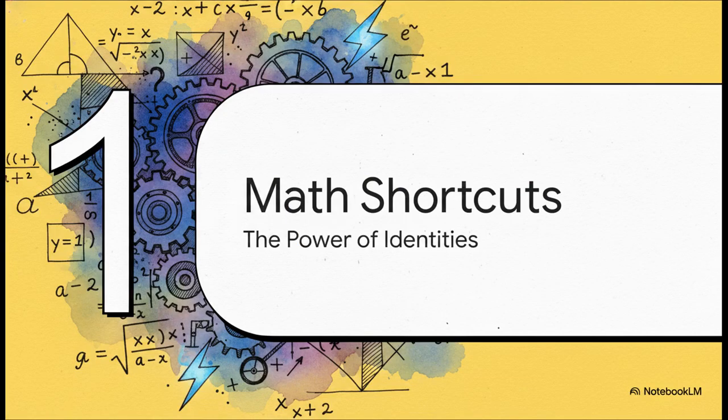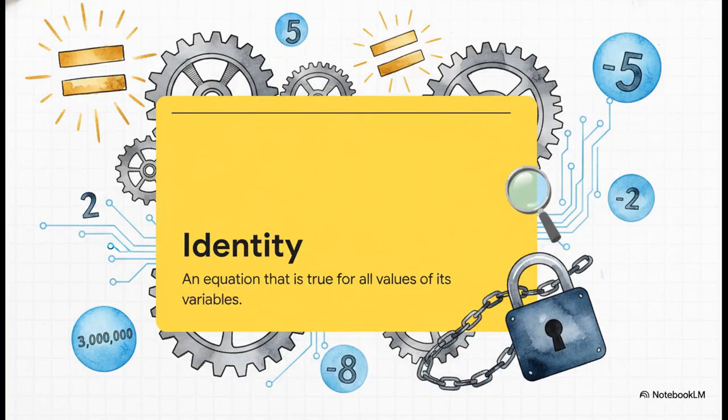All right, part 1, the power of math shortcuts. Now, in the math world, these shortcuts are officially known as identities. But let's be real, the crucial point here is that an identity isn't just some random formula you have to memorize for a test. It's a universal truth. It works every single time, no matter what numbers you throw at it. Whether you substitute a 5, a -8, or literally 3 million into the variables, the left side of the equation is always going to equal the right side. It is a guaranteed ironclad shortcut.